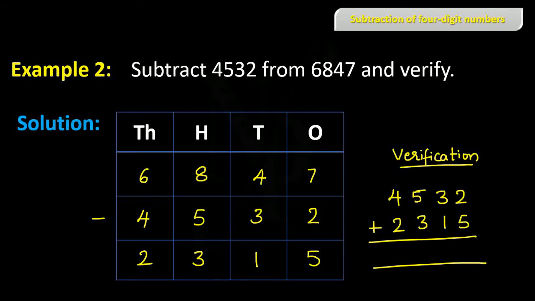2 plus 5 is 7. 3 plus 1 is 4. 5 plus 3 is 8. 4 plus 2 is 6. 6847. So see here. Here also we have 6847, and here also we got 6847. That means our difference 2315 is correct. We have verified.